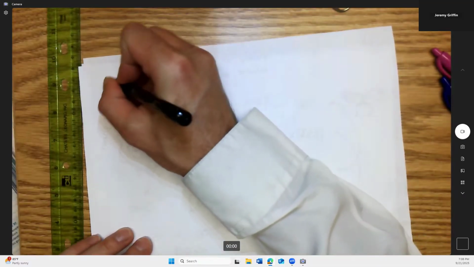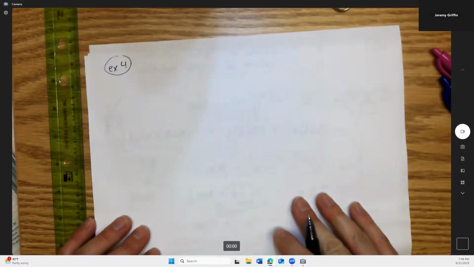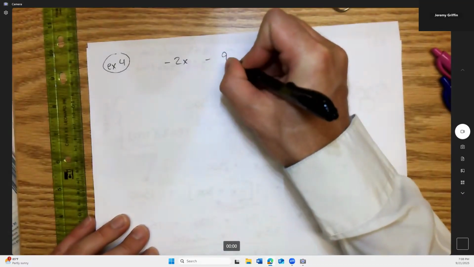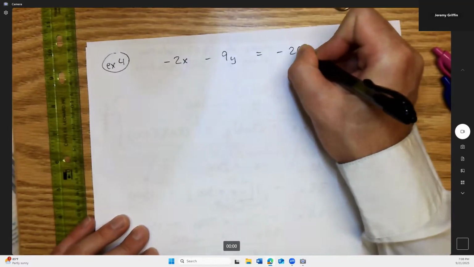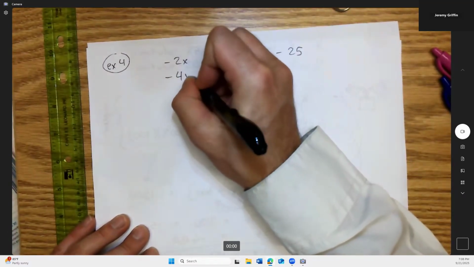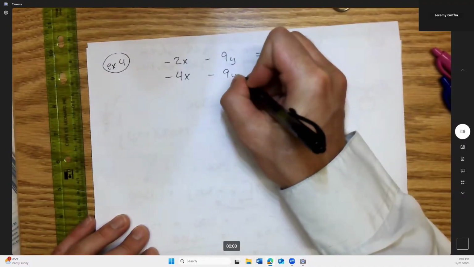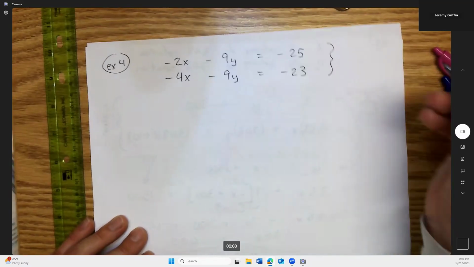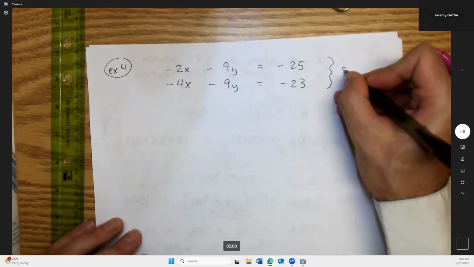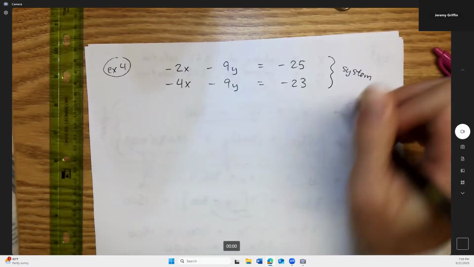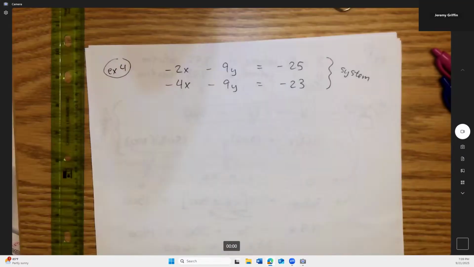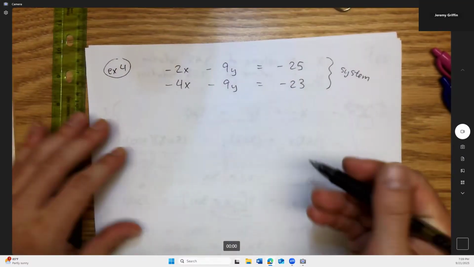So example 4. I've got my book off screen, I'll just copy down. Negative 2x minus 9y equals negative 25, and negative 4x minus 9y equals negative 20. Whoa, negatives flying all over the place here. So here's your system. I did copy that straight out of the book. This is page 101. Now, you're allowed to add or subtract equations from each other.